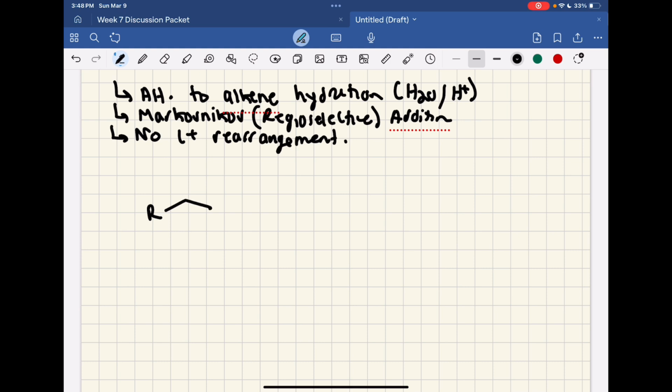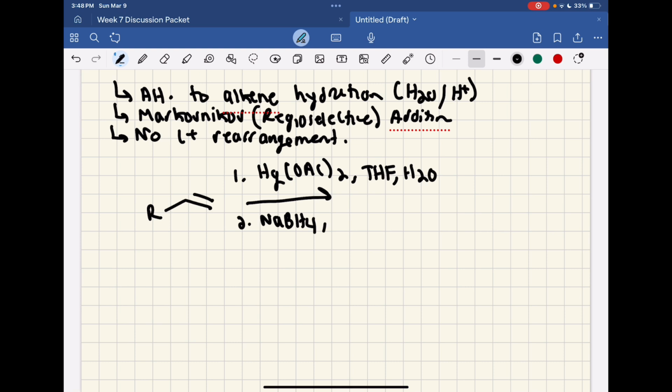If I had a generic structure that looks like that, R is anything, there's always this two-step process. The first one is this reagent called mercuric acetate, so two acetate molecules sandwiched around a mercury, a metal, in an inert solvent such as THF, and water. And then in step 2, there's a reduction, so sodium borohydride and water as well. The result is an alcohol at the more substituted position. Therefore, it's regioselective, and there are no rearrangements possible. So that's a generic scheme.